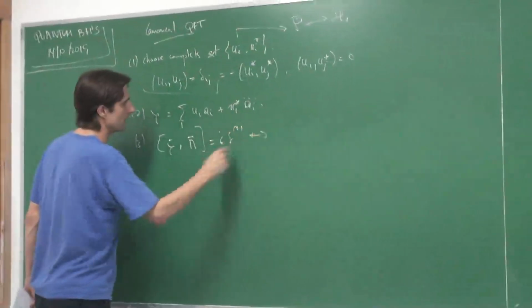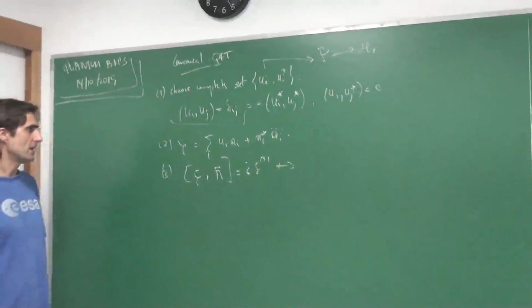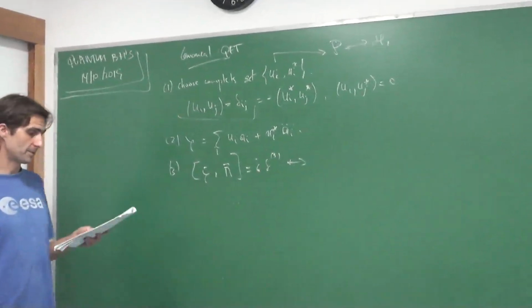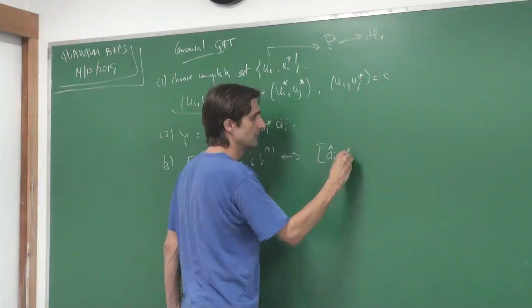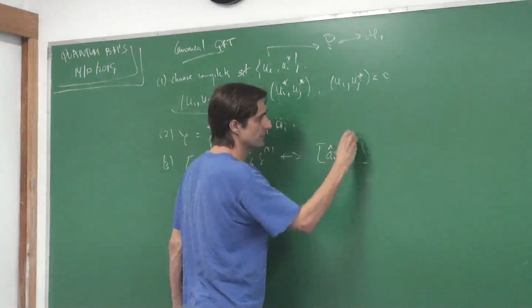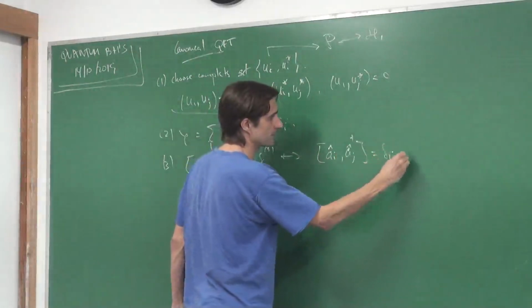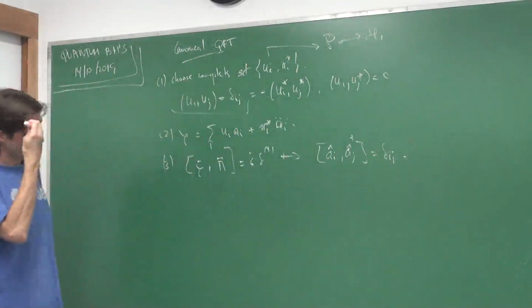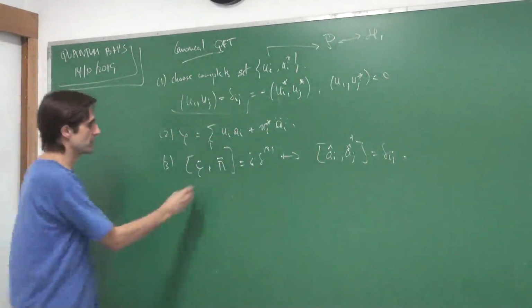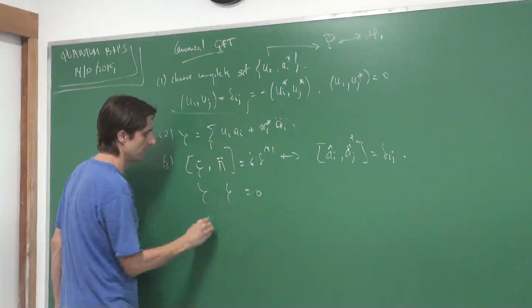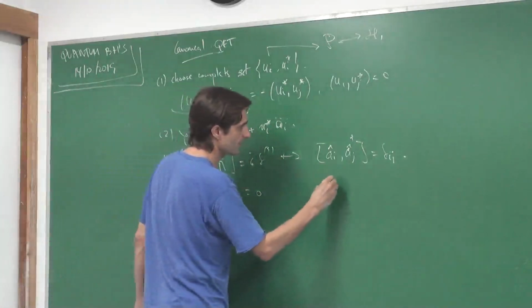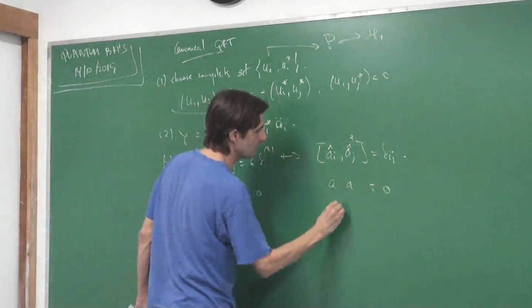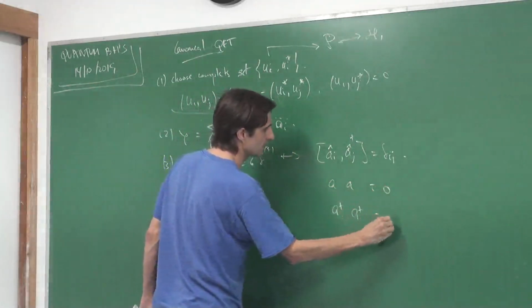So the canonical commutation relations between the field and the momentum are equivalent to the commutation relations between the A's. So this is nonzero for phi and pi, and for the A's and the A's it's 0, and for the A daggers it's 0.